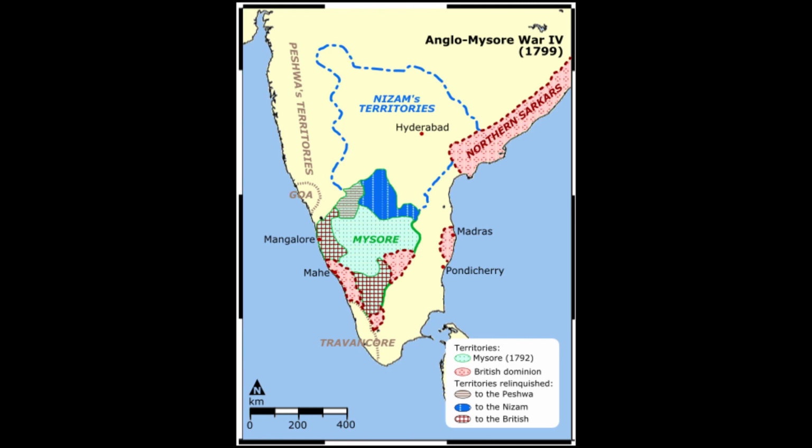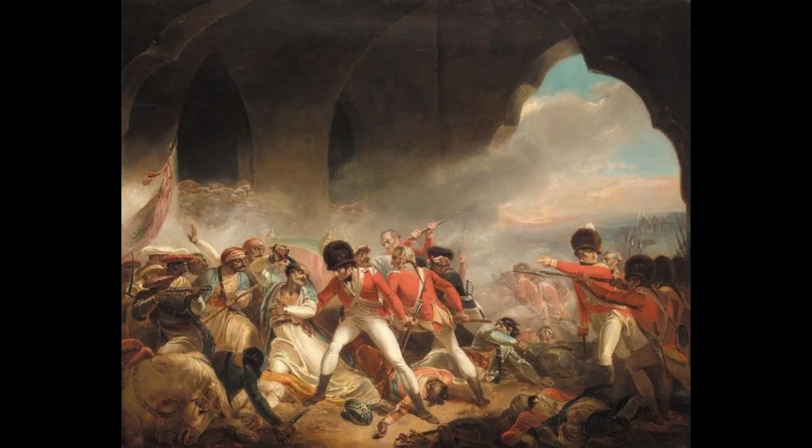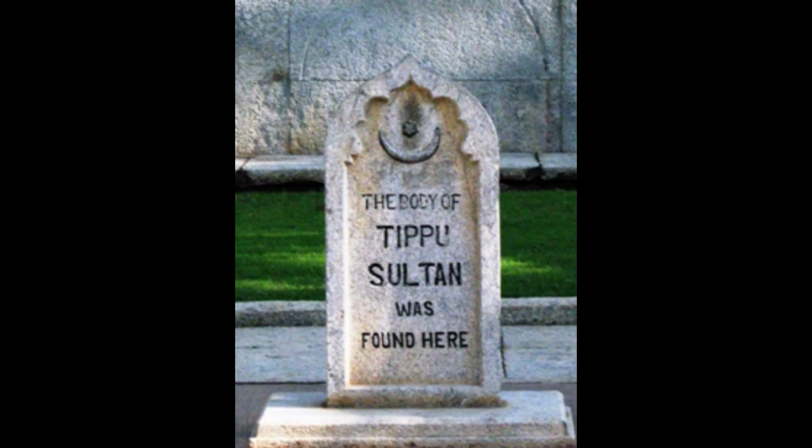This eventually ended the last independent ruler of Mother India and also paved the way for the British to rule India for more than 150 years.